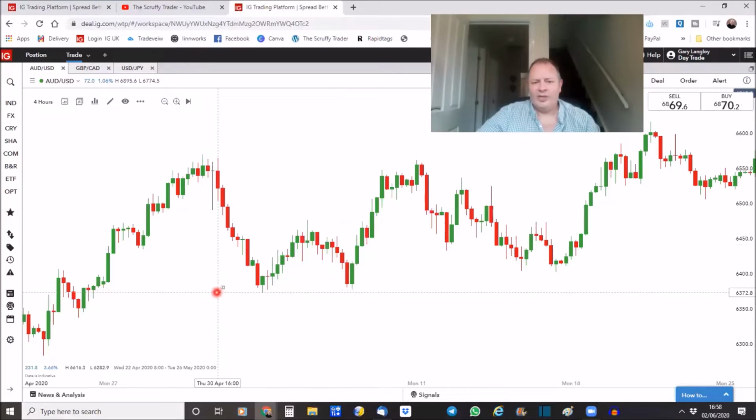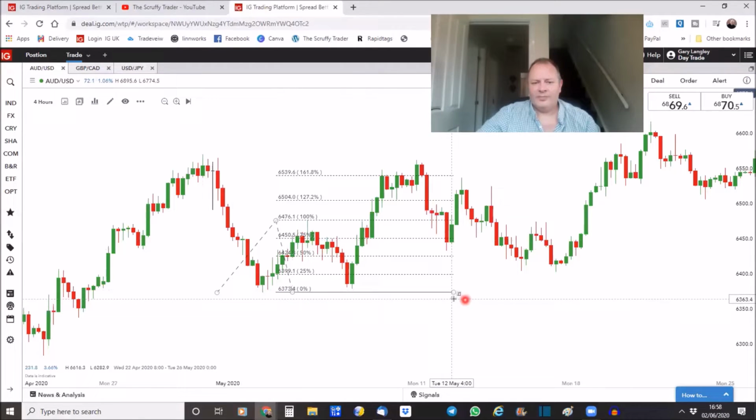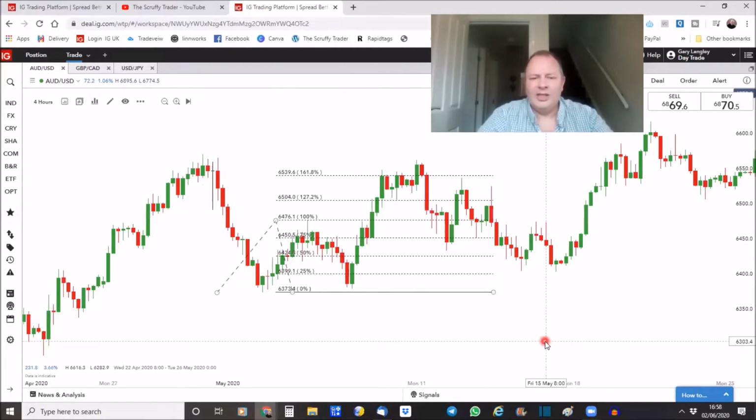I know where the low is, and I know where the high is, because it's clearly defined in front of me. Pull it back to where it came from, pull the levels across. This now gives me clear target points. Okay. And the principle is exactly the same.